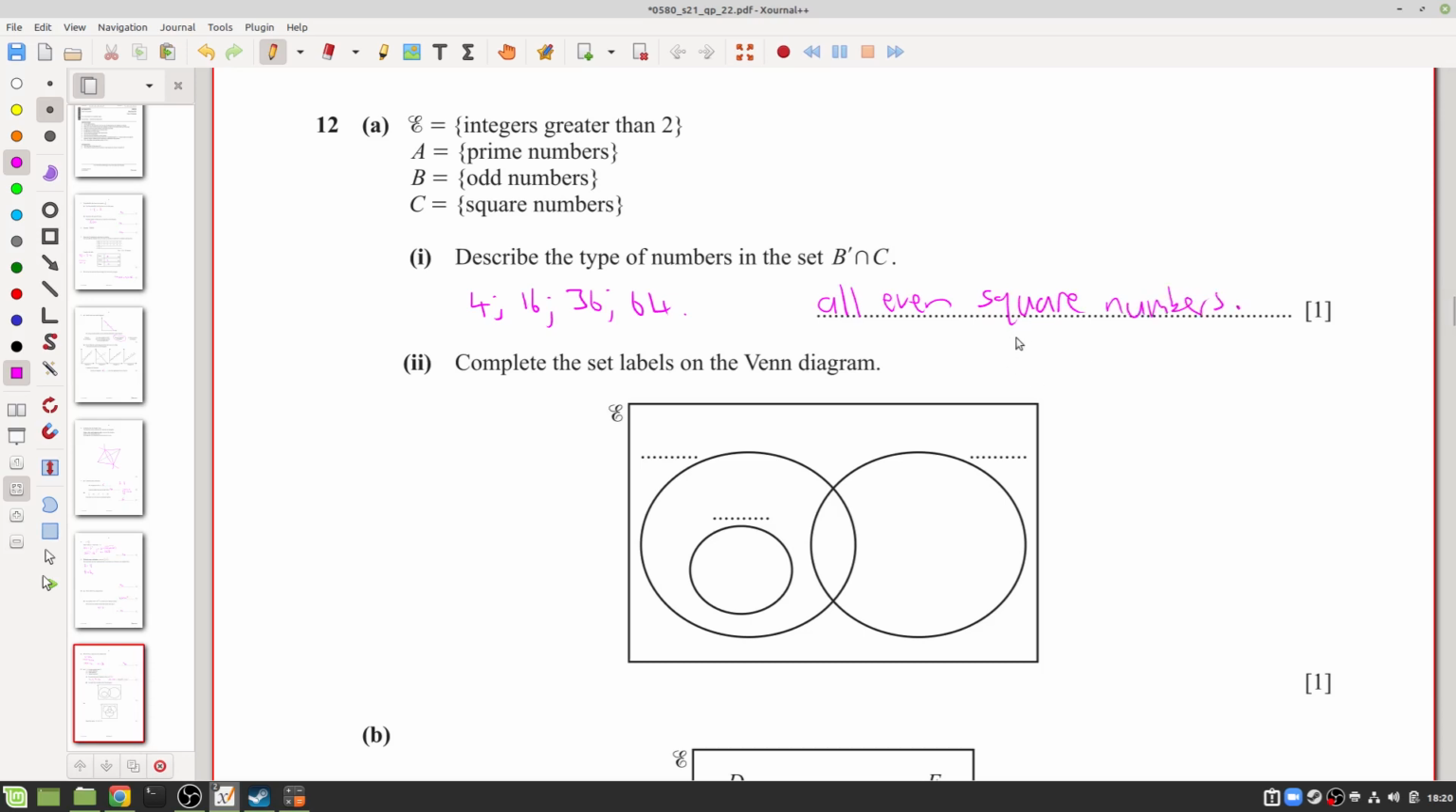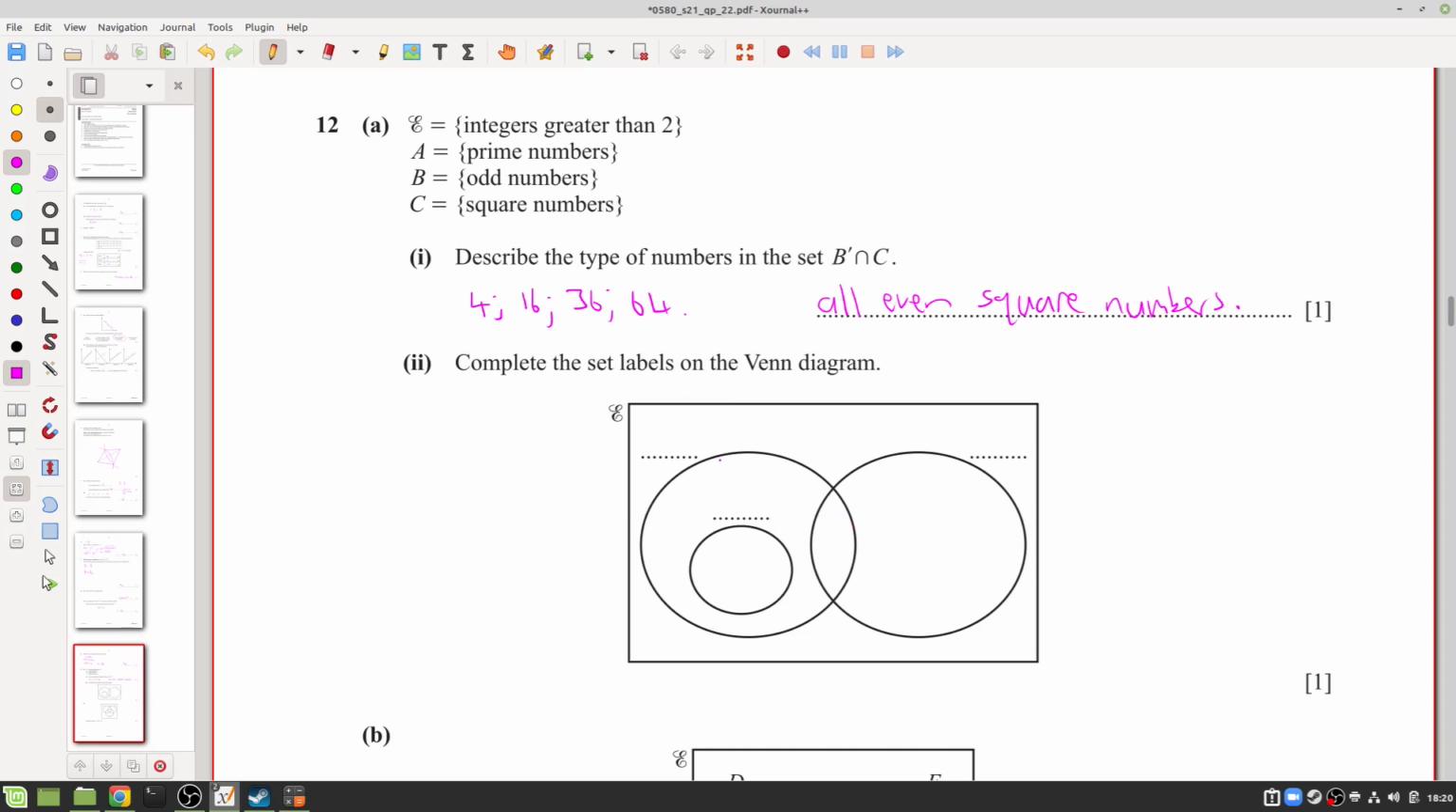Okay. Complete the set labels on the Venn diagram. Okay, so now we have to use all of this to fill in here. Okay, so which set is completely contained within another set? Okay. So all the prime numbers, what is this overlap? Is there an overlap here?